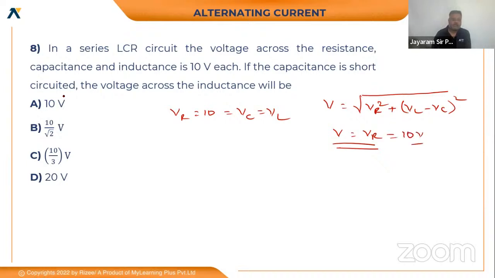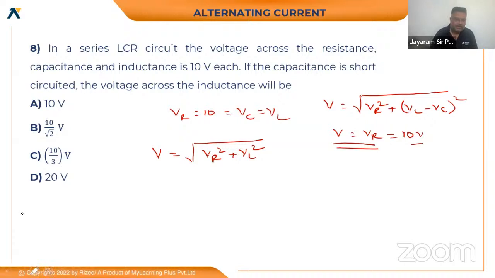Now the capacitance is being short circuited, means capacitance is being removed. Since capacitance is being removed, voltage across the system can be written simply as VR square plus VL square. And both of them are equal to the same values. What is he asking? Potential across the inductor he is asking, so VL square.